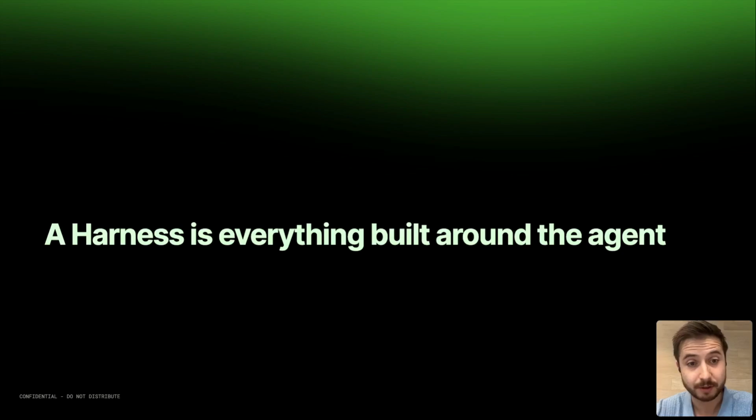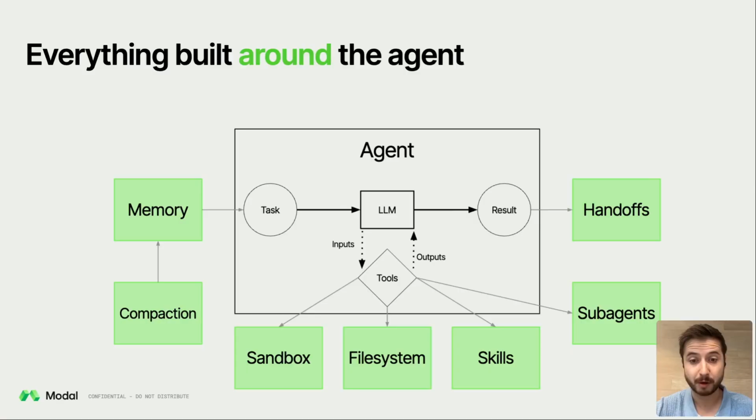A harness is everything built around the agent to enable it to do its job. You could argue that tools themselves are part of the harness, but the tools can tie into things like a sandbox, the file system, and the skills that I showed you, which is a markdown file. Anything that you scaffold around the core agent loop is the harness. And I'll be going through each one of these points in the rest of the slides.